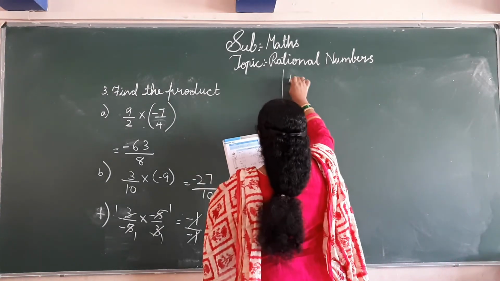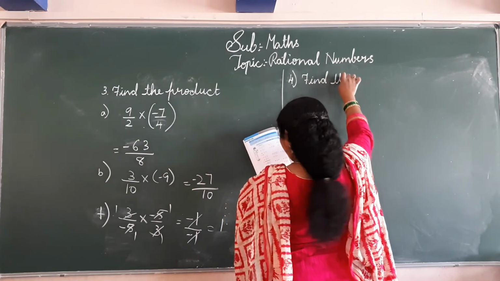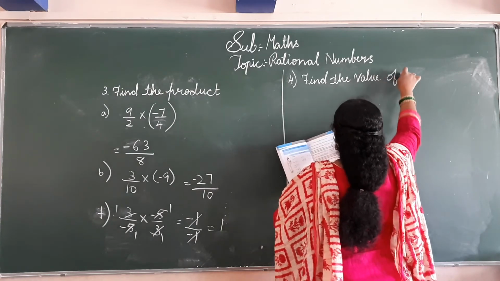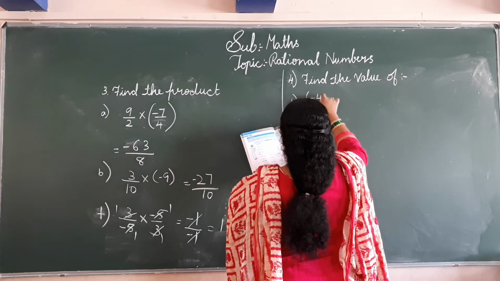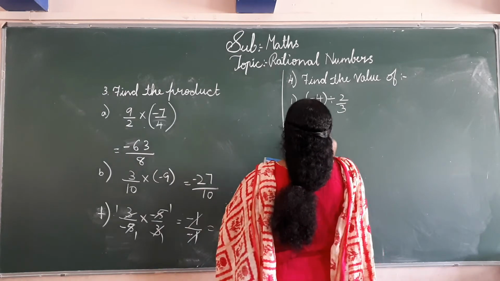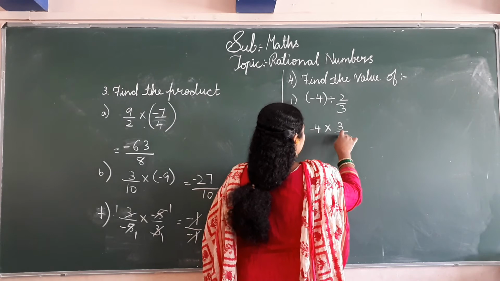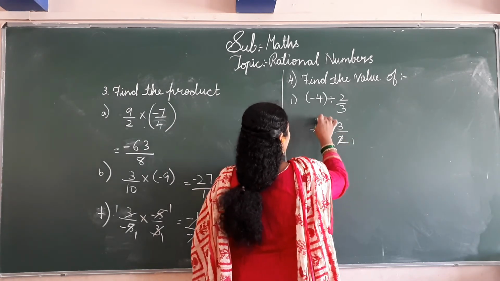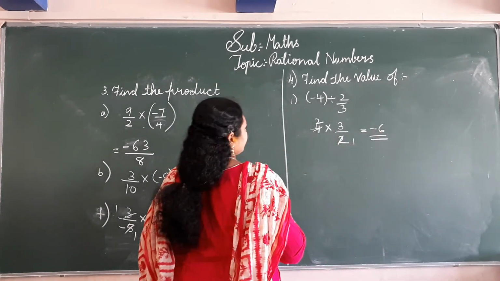So here it is the fourth one. Find the value of the first one: minus 4 divided by 2 by 3. Okay, minus 4 into 3 by 2, the reciprocal. Okay, 2 ones are 2, 2 twos are 4. Therefore, it is minus 6 is the answer. 2 threes are 6.